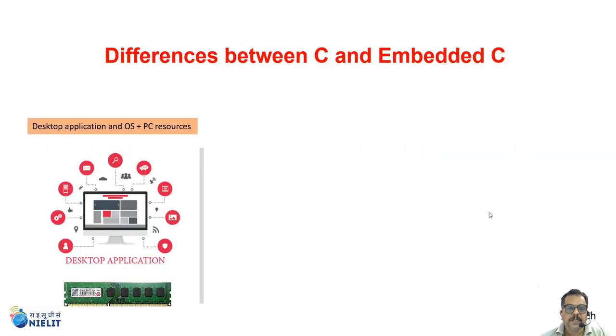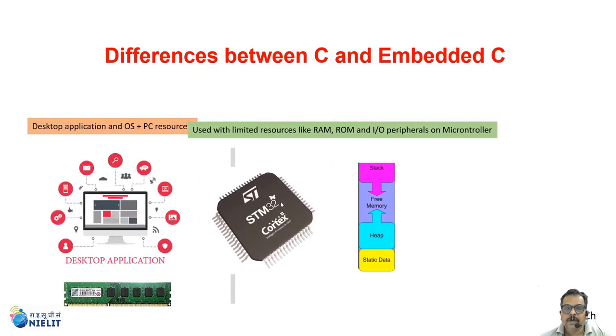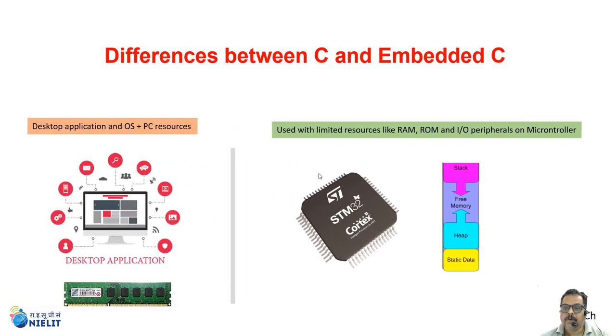In a desktop application, you have many resources like huge memory and display, all these things are there. But when you come to microcontroller programming, you are very poor. You don't have much memory, so the memory is limited. So we have to utilize all these resources with care. More details will be discussed later.